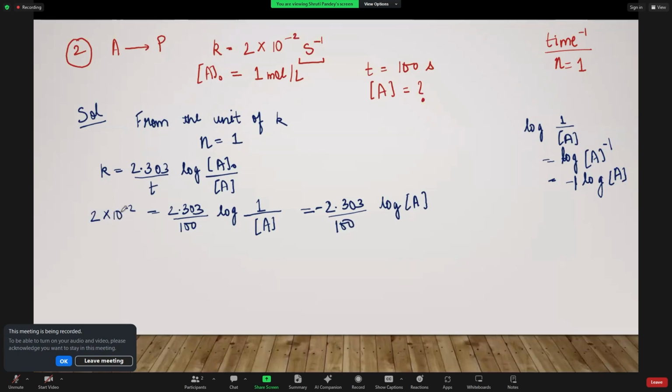Okay, so this is basically 2 over here. Next will be log of a. Upon arranging several things here and there, you will get that log of a will be -2 divided by 2.303, because 10 to the power -2 and 100 is getting cancelled.